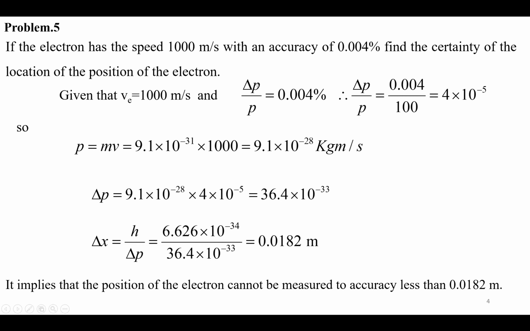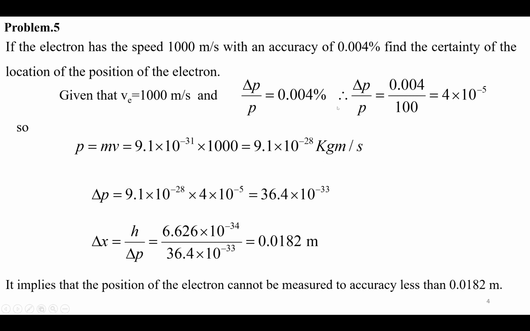And of course we know that the momentum equals the product of mass and velocity. The problem goes with the electron, so we'll have to use the mass of the electron. So 9.1 into 10 power minus 31 multiplied by the velocity given in the problem as 1000 meter per second. So we will get 9.1 into 10 power minus 28 kg meter per second. So P is given as this one.